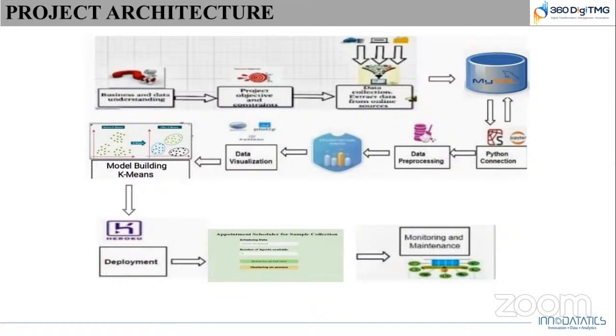In this process, we eliminate the inconsistent data and remove the duplicate data. Once this process is done, we perform data visualization and we build a model. Here, we used K-means clustering to build a model. Here we have done the clustering according to the agent's availability. Once the model is built, the next part is deployment using Heroku. And after the deployment, it is essential to monitor and maintain it.